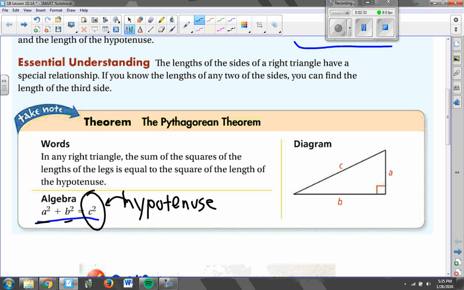This could be A, and this could be B, or this could be A, and this could be B. It really doesn't matter. The A and B can be switched around however you want. But the C must be the hypotenuse of the triangle. So A squared, meaning this side squared, plus this side squared, has to be equal to the hypotenuse squared. Again, squared just means multiplied by itself, right? Okay.